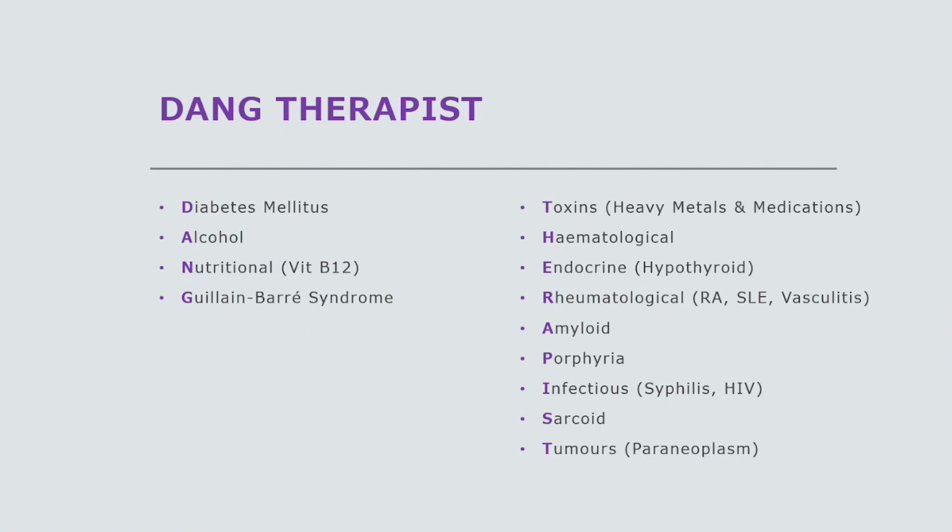Alcohol from the A is also fairly common because people can develop alcoholic neuropathy. So we need to do some screening in terms of drinking alcohol over a long period of time and in excess. That can actually lead to some nutritional issues that really cause the neuropathy in people with alcohol dependence. And thinking of nutritional, which is the N in DANG, and I've put vitamin B12 in here, this is another really common cause of neuropathy.